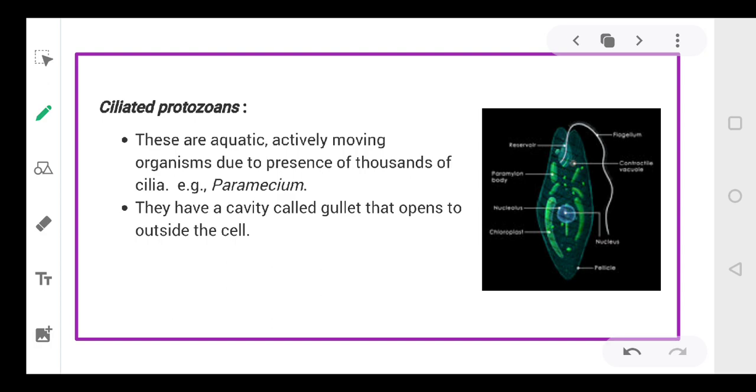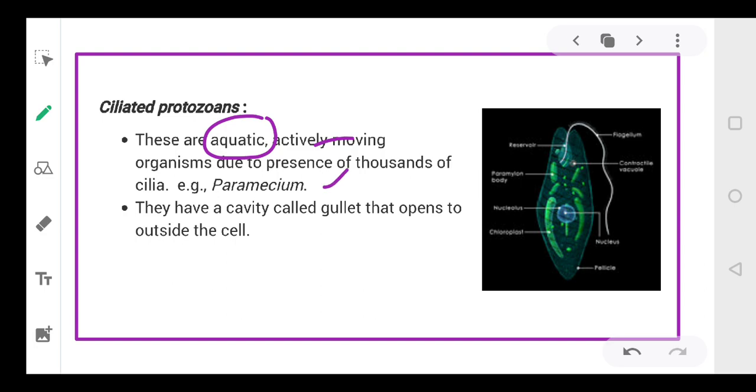Third is ciliated protozoans, means they will have cilia. Protozoans that have cilia are called ciliated protozoans. ये aquatic होते हैं, they are aquatic, means they are found in water, and they are actively moving. Thousands of them, you can say a number of cilia on their surface, and these help their movement.